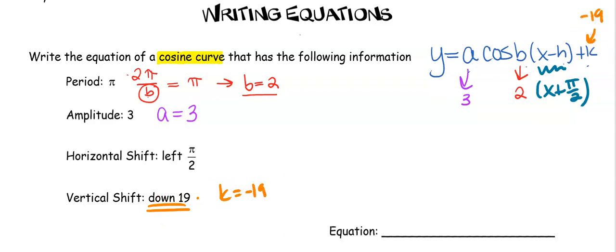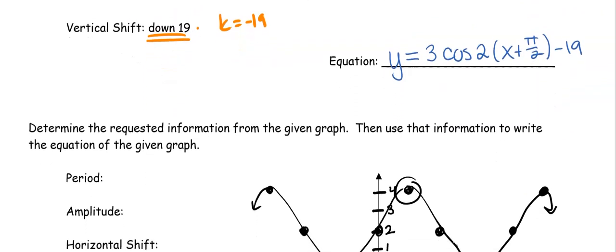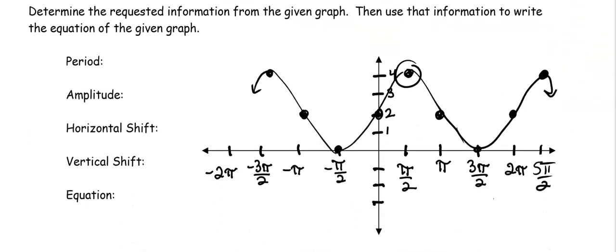We put all of those pieces together and we get that our equation is y equals 3 times the cosine of 2x plus pi over 2, minus 19. Again, all of this information to the left helped us find the individual a, b, h, and k from our equation, and we put it together. Not too bad, right? Now we're going to do the exact same thing we just did from a graph.